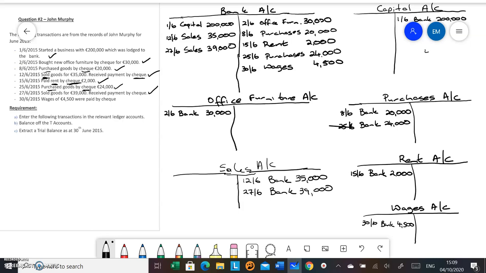So there, at this stage, you have all 8 transactions entered in twice, and now you are in a position, so that is part A of the question. You've entered the transactions in the relevant ledger accounts, and now you have to balance off the T accounts.